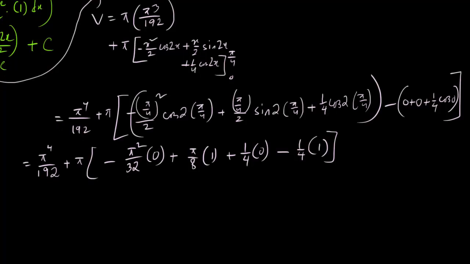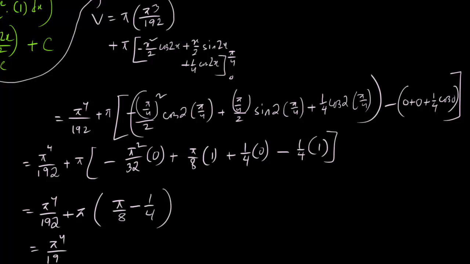Let's further simplify this. Pi to the power 4 by 192 plus pi times, this is going to be pi by 8 minus 1 by 4. If you multiply, this would be pi to the power 4 by 192 plus pi squared by 8 minus pi by 4.